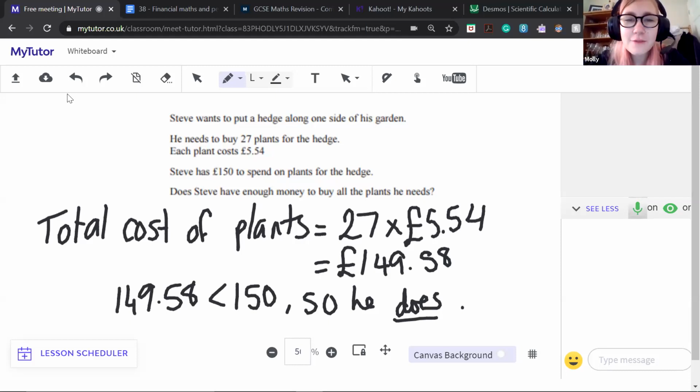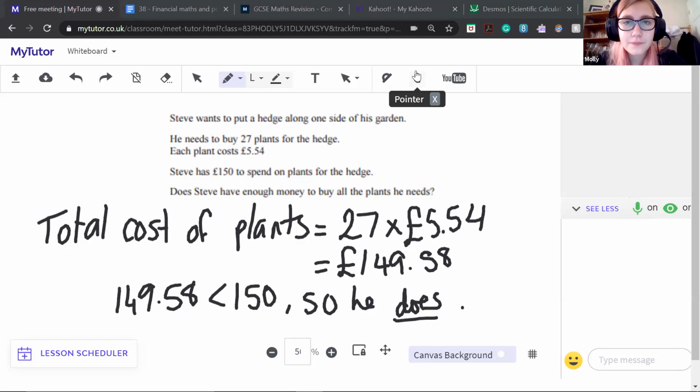So it's just this kind of writing out things. Even if it seems obvious that 149 is less than 150, you've got to write it out really clearly so that what's going on is super clear.